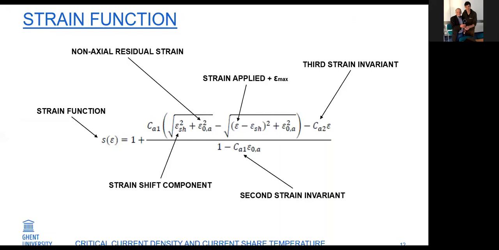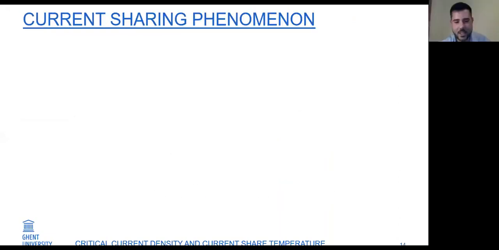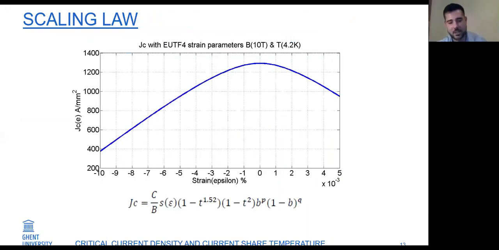Is that like a normalized? Are those normalized values? Yeah, of course it's normalized. That is also another scaling law. But this scaling law was a mixture of 3 or 4 models. So, I mean, the strain function is one model, and here we see the dependence of the strain on the critical current density that is very high.